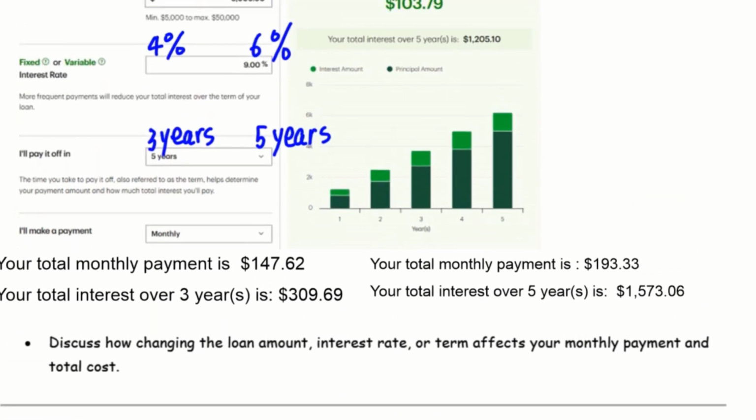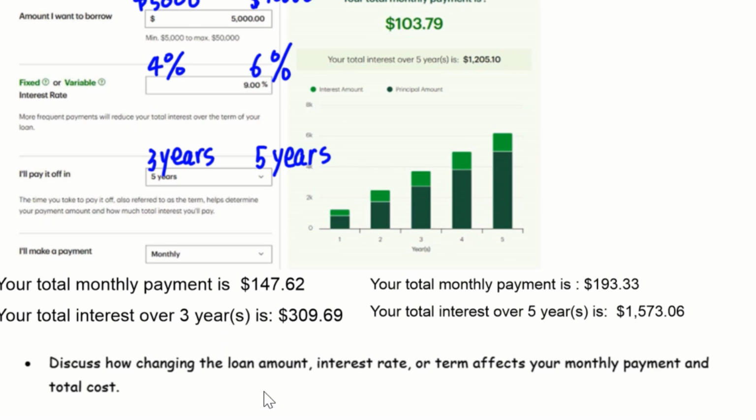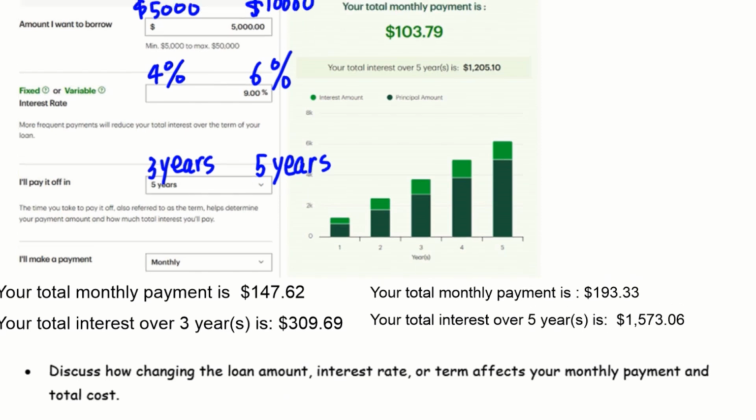If you change the loan amount, if you borrow more, you need to pay more. If the interest rate is higher, you need to pay more. And if you borrow more and pay it for a longer time, you are going to pay more interest. So that is all for today's lesson.